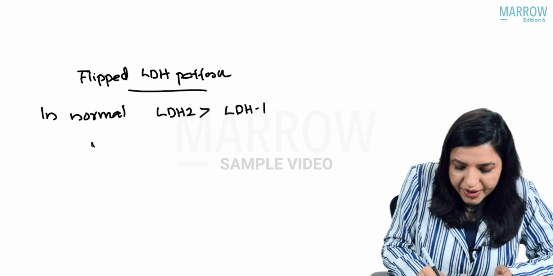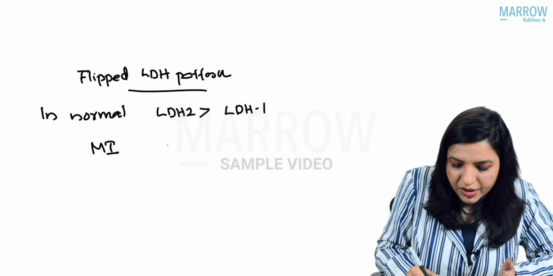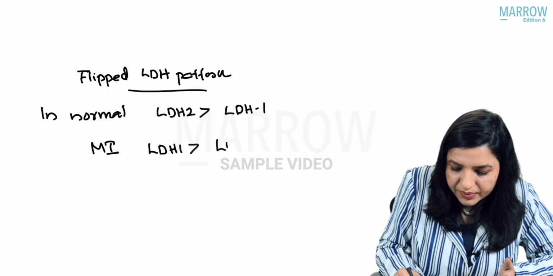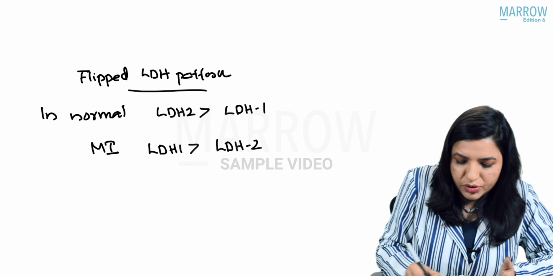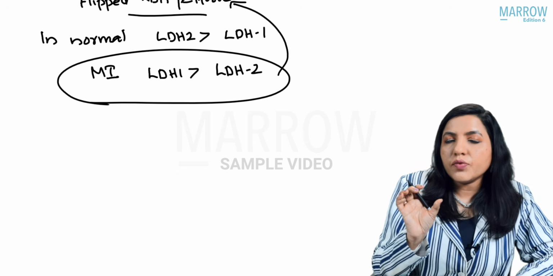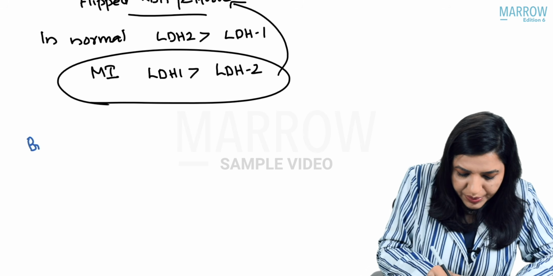But in myocardial infarction, what happens is it is reversed. That is, LDH1 is more than LDH2. So this is called the flipped LDH pattern. Then one thing more to discuss in the cardiac biomarkers is brain natriuretic peptide.